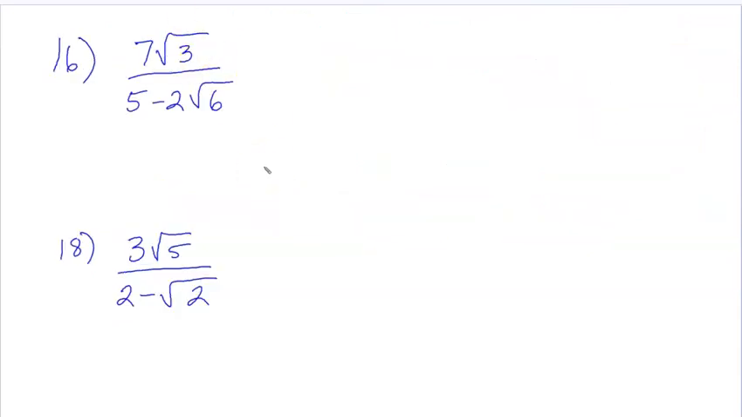And I got 2 more. So these are going to involve conjugates. So the conjugate of 5 minus 2 times the square root of 6 is 5 plus 2 times the square root of 6.